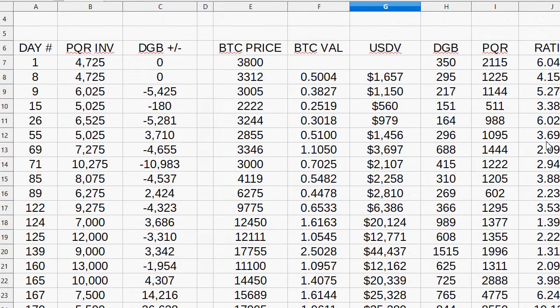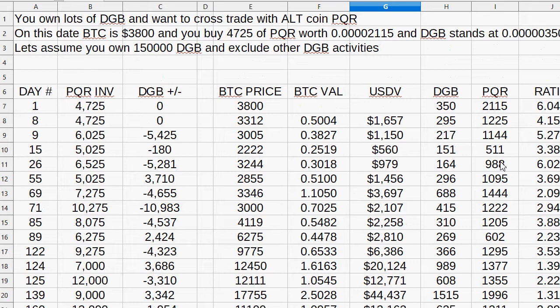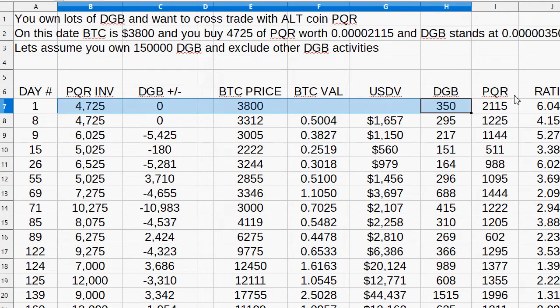But what you should be doing that's not on here is two things. Definitely the second, though. The first thing is selling your altcoins for Bitcoin when the price goes up too much. I'm going to start this again like I did before, DGB at 350. We'll assume we know its history, and we'll assume PQR is a new one. You don't know anything else about it, but it's 21.15 in this example to start.